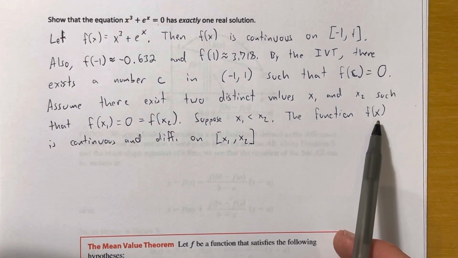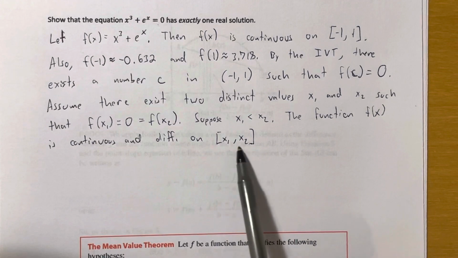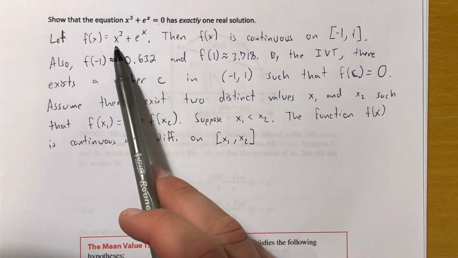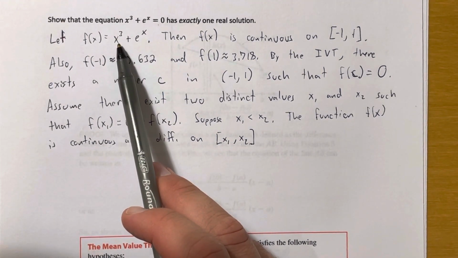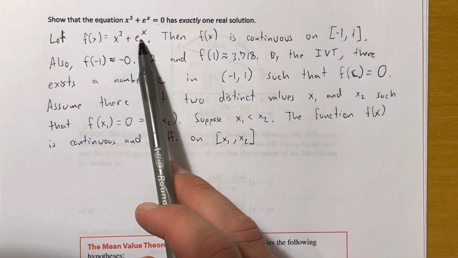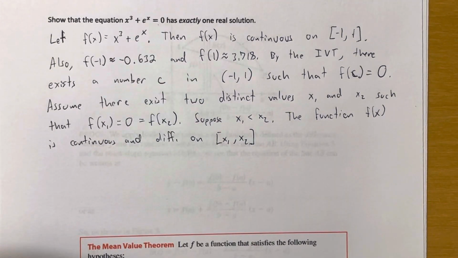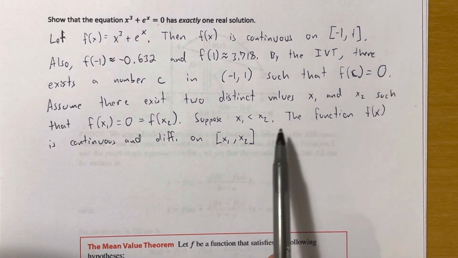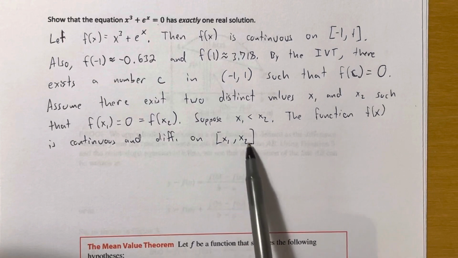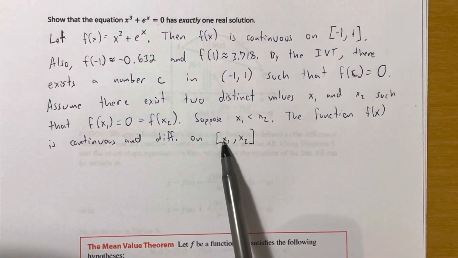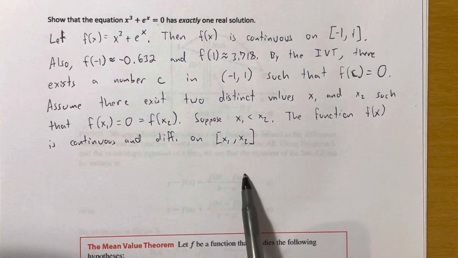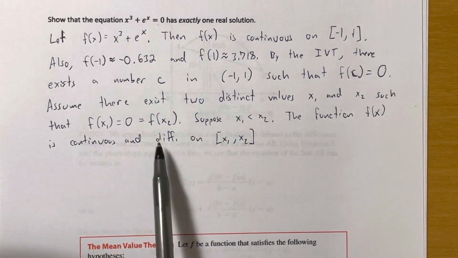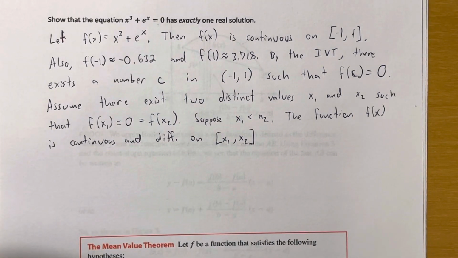And why am I able to say that the function f of x is continuous and differentiable on that interval? Well, again, f of x is a power function plus an exponential function. Both of these are continuous and differentiable everywhere. And so for sure, it's going to be continuous and differentiable on a closed interval. If it's differentiable on this closed interval, then I could also say that it's differentiable on the open interval x1, x2. And these are satisfying the first two hypotheses of Rolle's theorem.